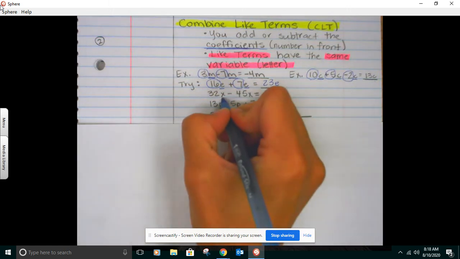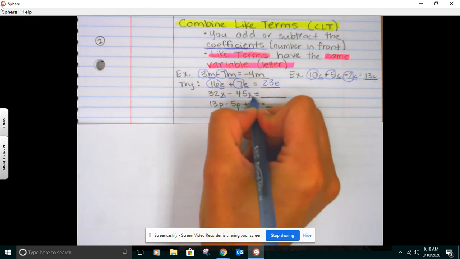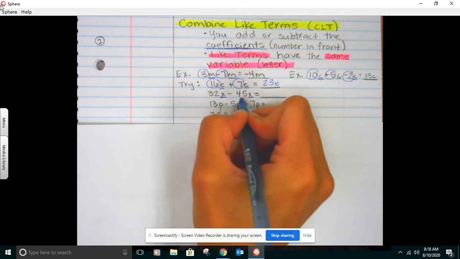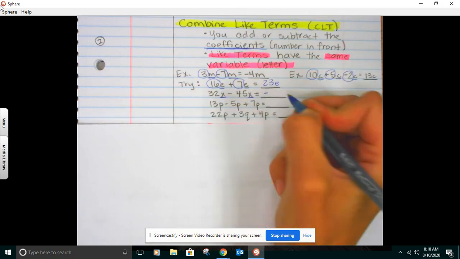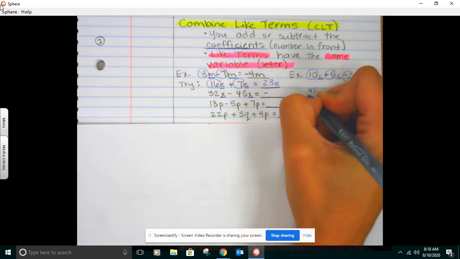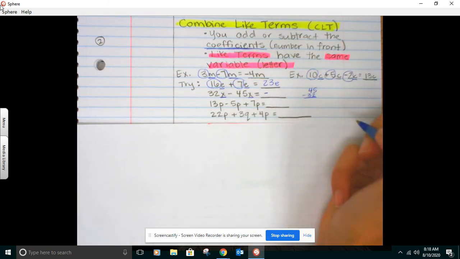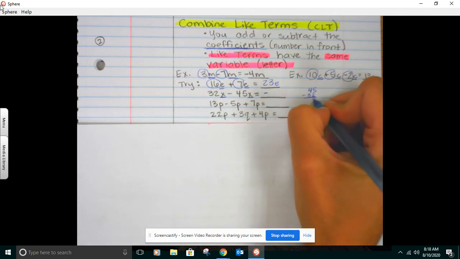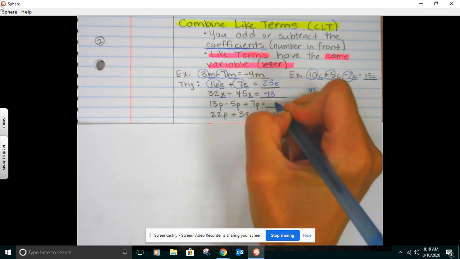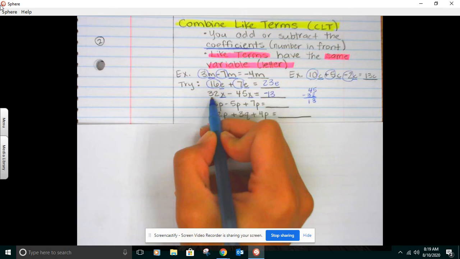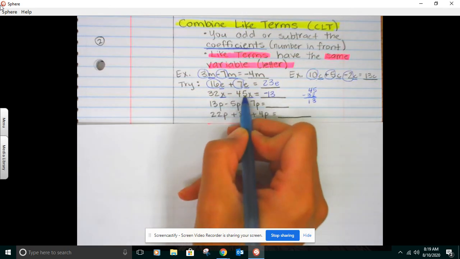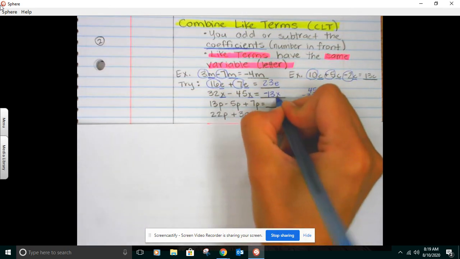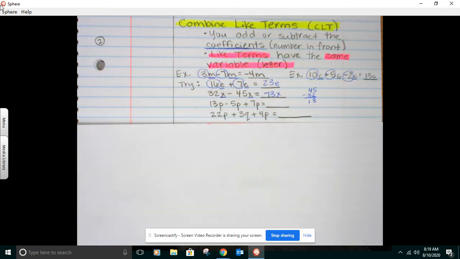I have 32x minus 45x. Anytime I have a smaller number taking away a bigger number, I know my answer will be negative, but then I just have to subtract 45 minus 32. So I can do that in the calculator, I can do it in my head if I'm good, or just to be on the safe side, I'm writing it down. 5 minus 2 is 3, 4 minus 3 is 1, so 13. And like I said, it's negative 13 because it's a smaller positive number taking away a bigger number. And don't forget your variable. I got to put my x there.